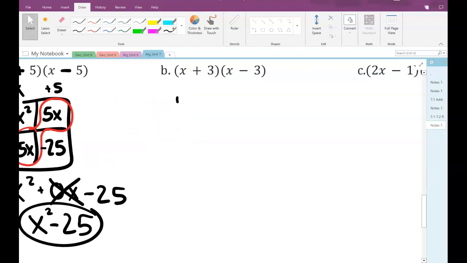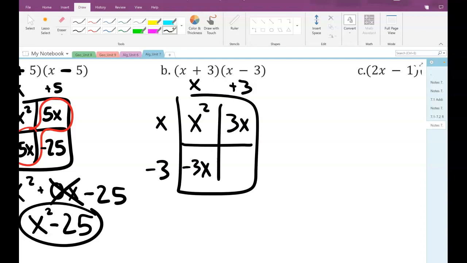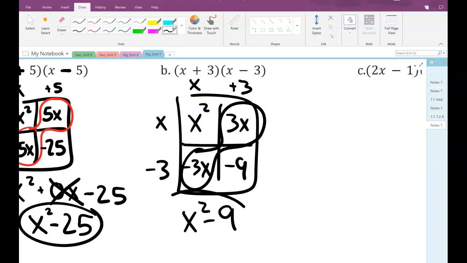All right, next one, we're going to do the same deal. We have an x plus 3 and then an x minus 3. So you have x squared, 3x, negative 3x, and then negative 9. These middle terms will cancel, so x squared minus 9 will be your final answer. Really, what we're doing in our final answer is our front terms multiplied together and then our back terms multiplied together, because everything else cancels.